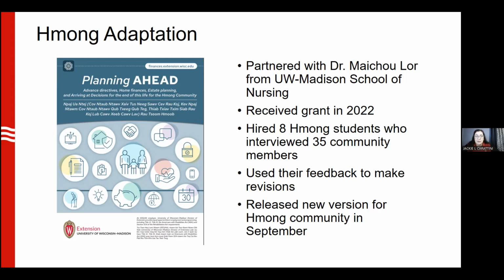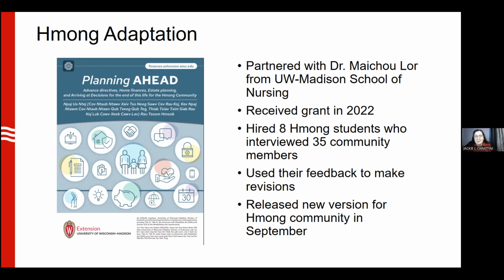So instead of just briefly talking about something, we added a lot more examples. There are a lot more graphics, and really turning it more into the storytelling process that correlated with the Hmong community. It made it much more how they normally do things, so it fit. So we did again take feedback and evaluation, and that was completed this summer, and then it was launched in September.